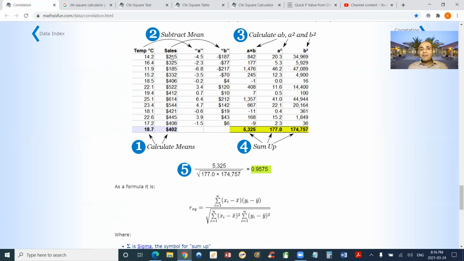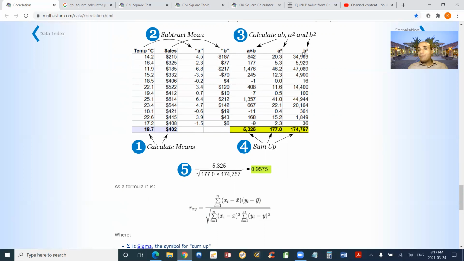The second thing is that for the sales, you take the average and subtract the average from all of the points in the sales. You get the B column. The B column is going to be 215 minus 402, and that's going to be the value you see. After you calculate A and B, you need to calculate the multiplication of these two. So you calculate this multiplication, and that's what this one is. If you add up this column, you get the numerator. This is the numerator.